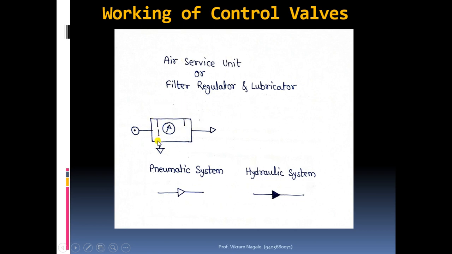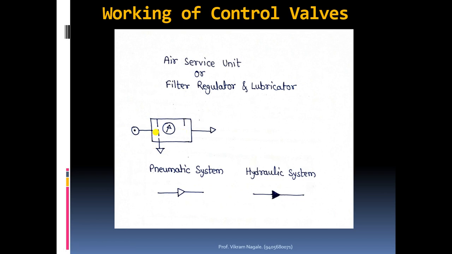Now this is first a filter. It will just take the filter it to the bottom. Then this is a regulator. Here we can vary and control the pressure for the air, and this is the lubricator. It will just lubricate the air to avoid some problems that we have discussed in the previous sessions. And from here the air will come out to give supply to the various components at port 1.